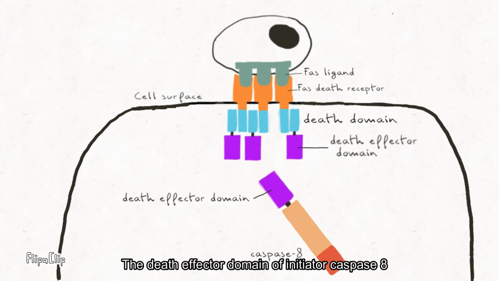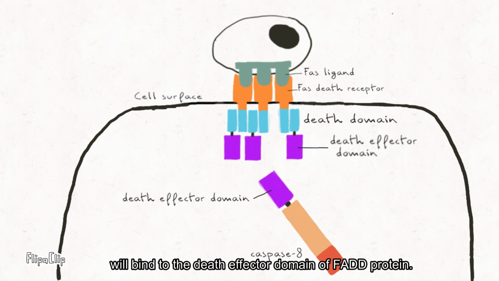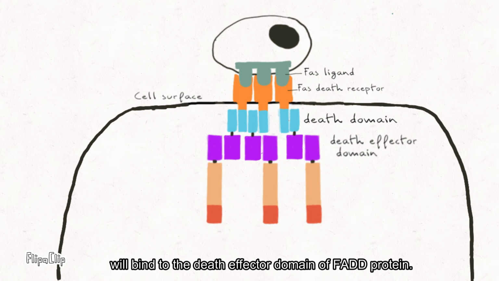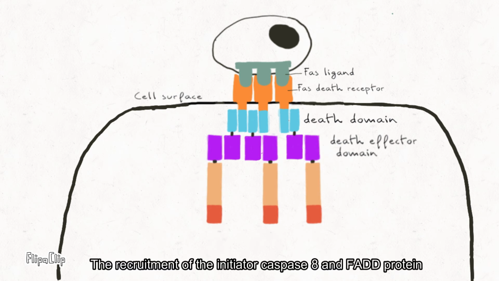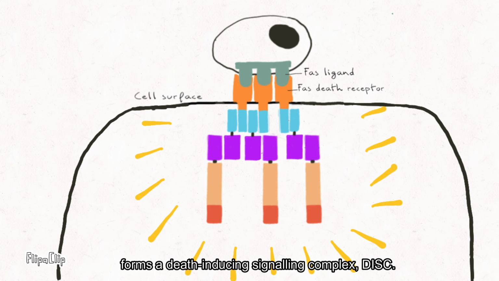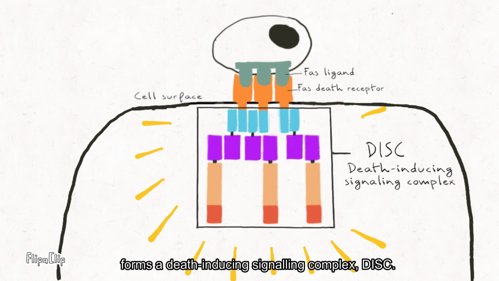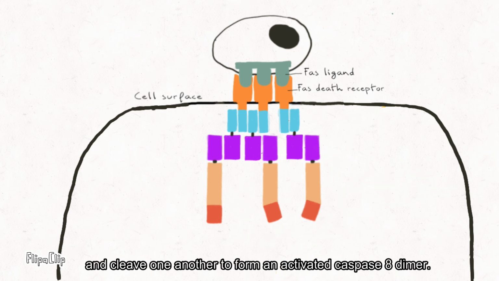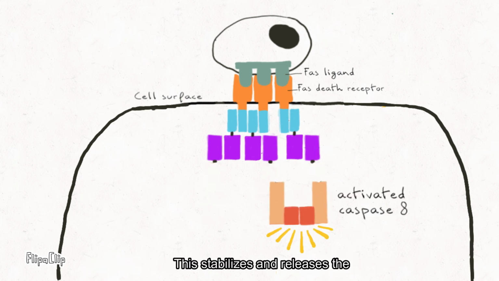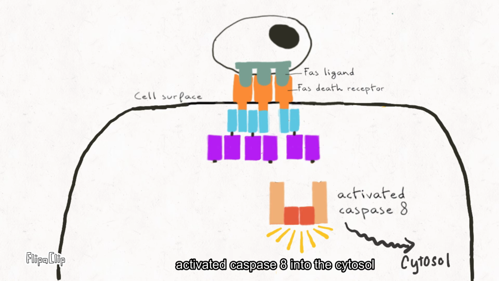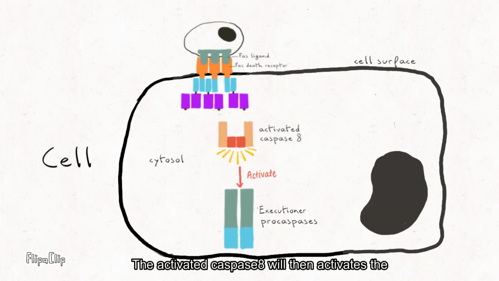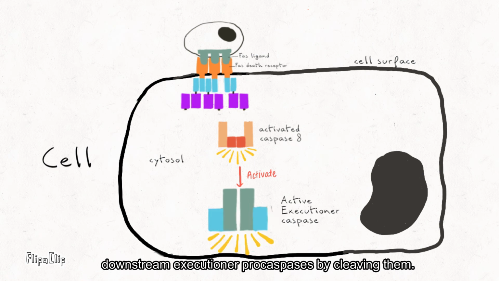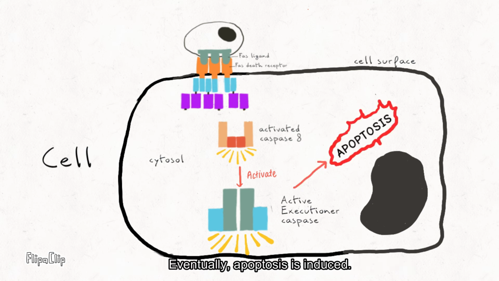The death effector domain of initiator caspase-8 will bind to the death effector domain of FADD protein. The recruitment of initiator caspase-8 and FADD protein forms a death-inducing signaling complex, DISC. Within the DISC, two adjacent initiator caspases interact and cleave one another to form an activated caspase-8 dimer. This stabilizes and releases the activated caspase-8 into the cytosol. The activated caspase-8 will then activate downstream executioner procaspases by cleaving them. Eventually, apoptosis is induced.